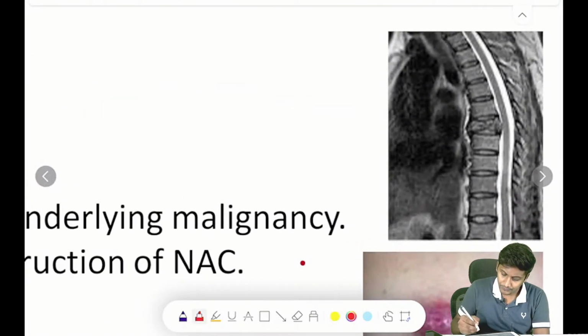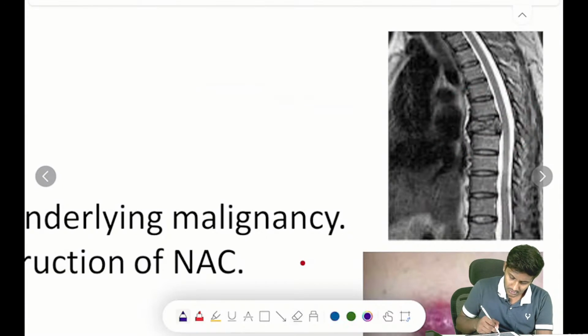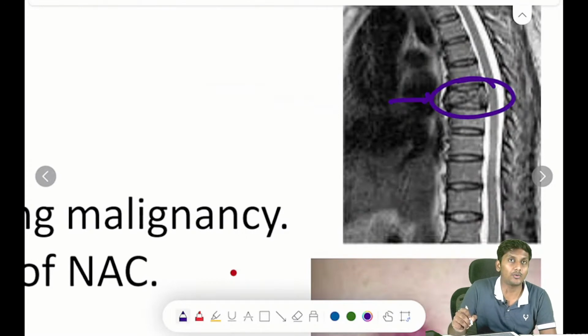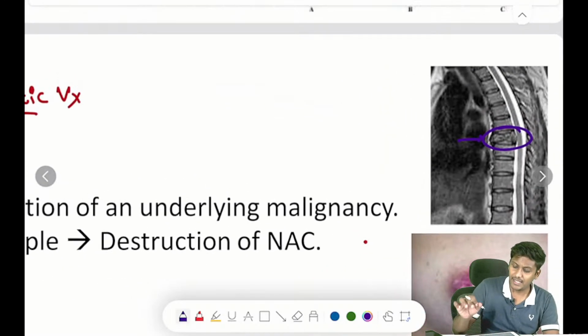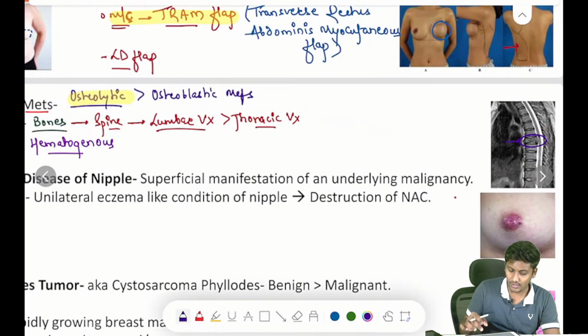And definitely on this, can you see? Just a minute. On this MRI, can you see there is destruction of this vertebra over here. This lumbar vertebra has been destroyed. So this is metastatic breast cancer where the metastasis is actually destroying the bone.